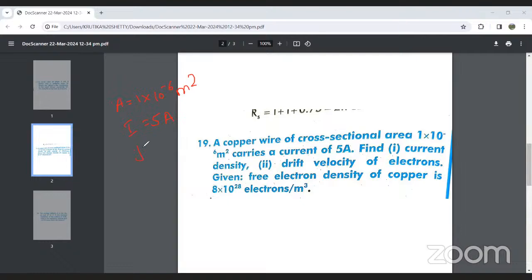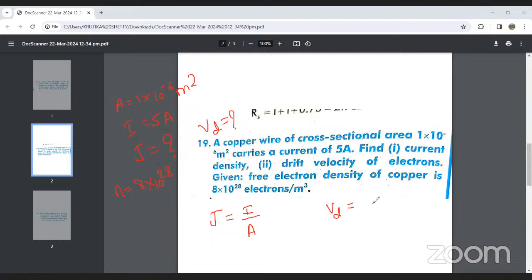Find the current density. You already know what current density is. J is equal to I by A, you know that, students. And they are also asking to calculate the drift velocity. For the free electron density of copper, it is given, n is equal to 8 into 10 raised to 28 electrons per meter cube. So you already know that current density is current per unit area. Current is given, area is given, so you can do it directly. Next they are asking the drift velocity.